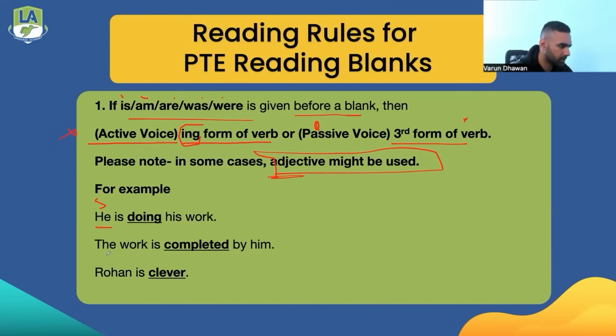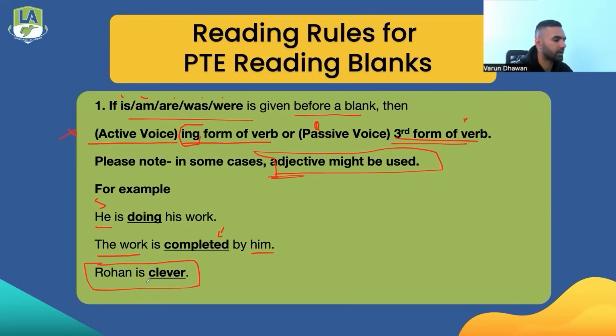Now, work comes first, object comes first, subject comes afterwards. This is passive voice. We will use third form of verb. The work is completed by him. You'll never say the work is completing by him or the work is complete by him. Third form of verb over here. In some cases, when the sentences are short, there is no verb requirement in the sentence.